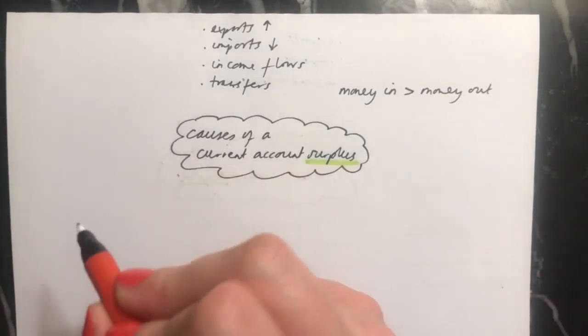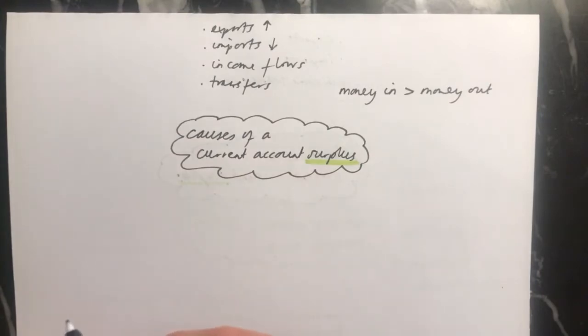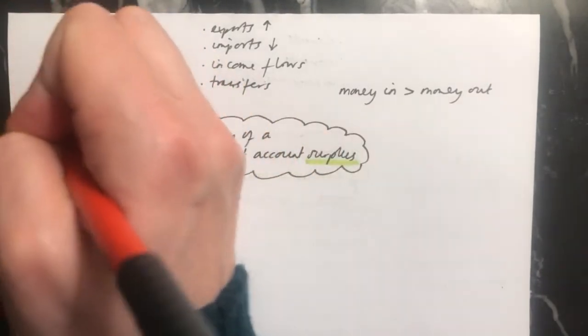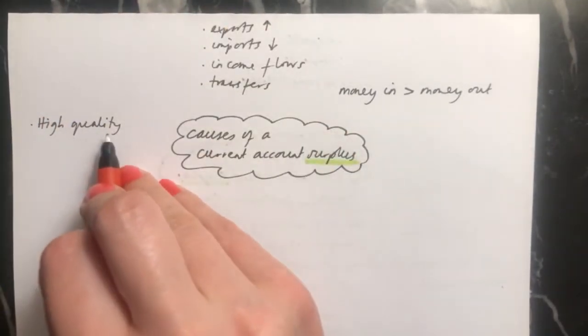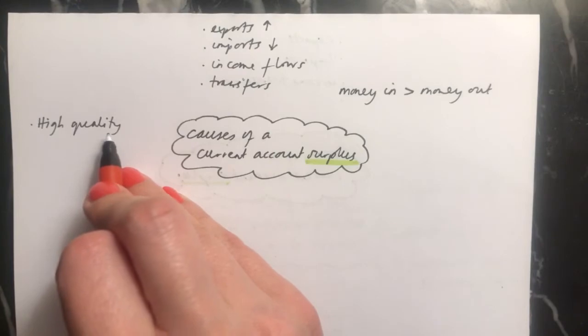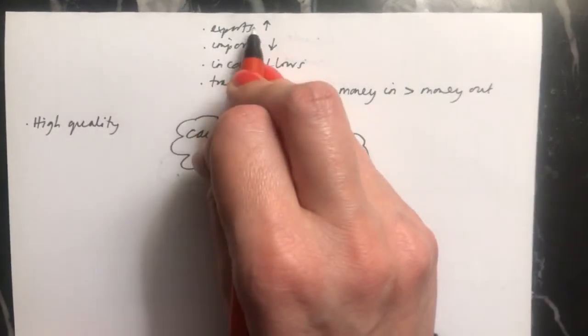The first is looking at the actual products that you are manufacturing in your country. It's likely that these are high quality. If they're high quality, more people abroad will want them and therefore you will export more.